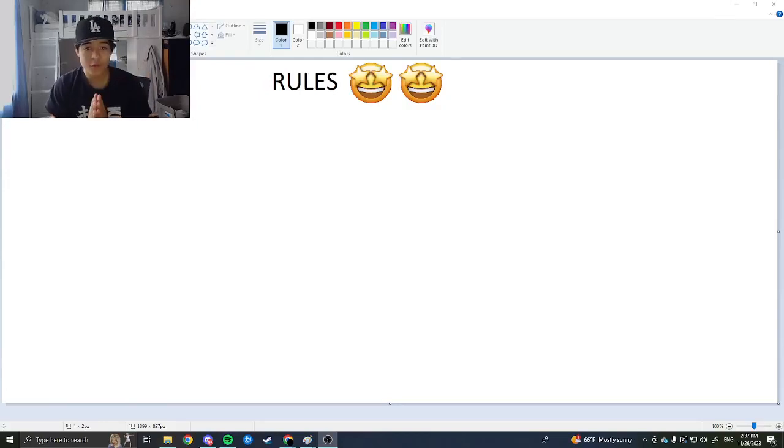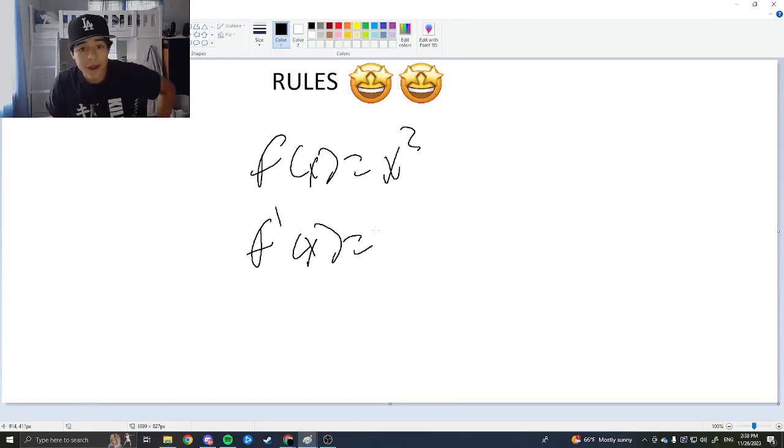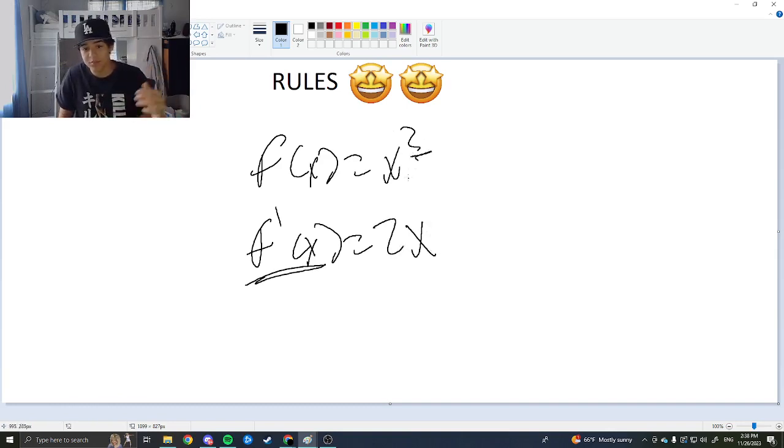Now it's time for everyone's favorite part: rules. We get to learn the rules. Okay, so I told you that if you have a function and you're finding the derivative, the f prime, you take the exponent, you put it down, and you keep the x, and you minus 1 on the exponent, right? So you have x to the 1, which is the same as not having the 1, right?